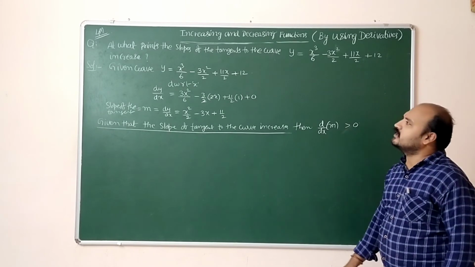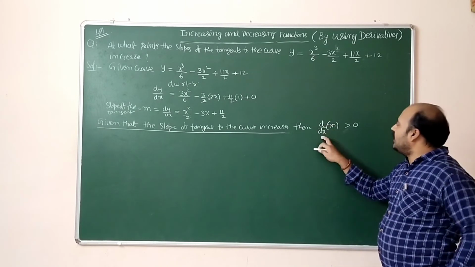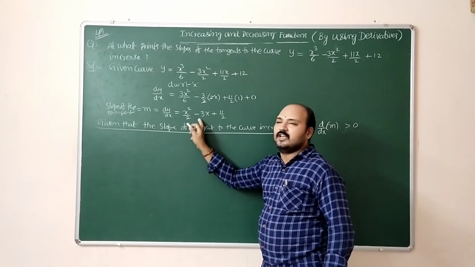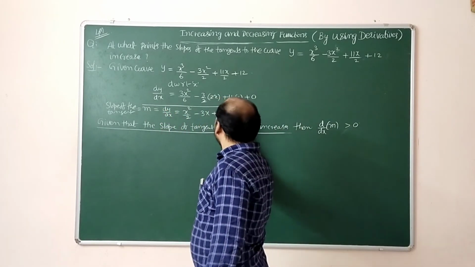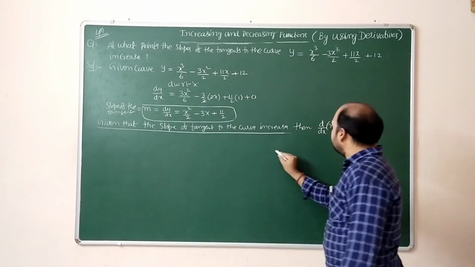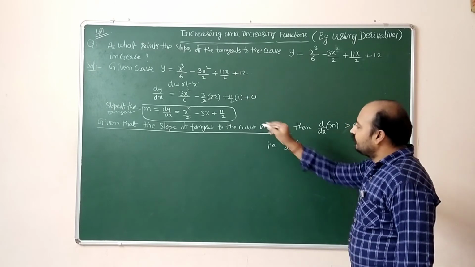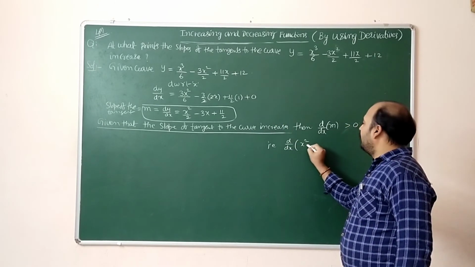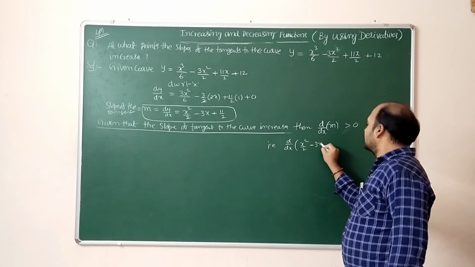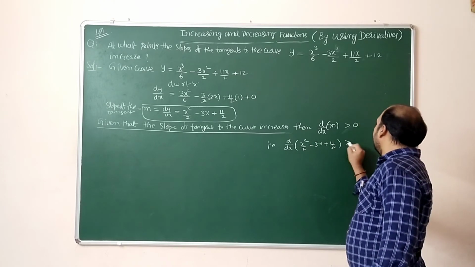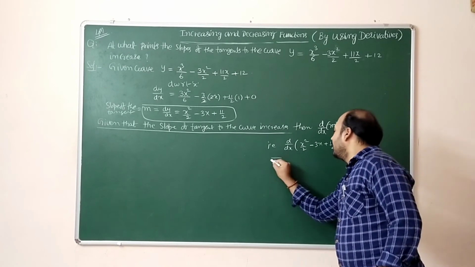Why? Because they are asking to find intervals. So d by dx of m, what is the m value? This value, this is m, we got it. Substitute in this. So d by dx of m, where m is x squared by 2 minus 3x plus 11 by 2, is greater than 0. So differentiate, normal differentiation.